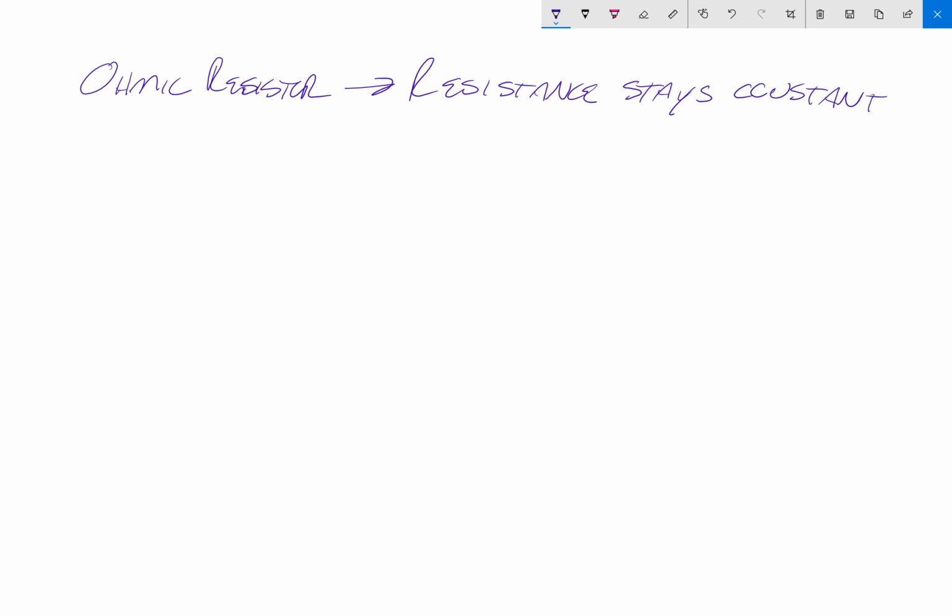And for any problem you do, if it asks for the resistance at this voltage and the resistance at this voltage or current, and they're different, it's not ohmic. If they're the same, it's ohmic. So that's what it means to be ohmic.